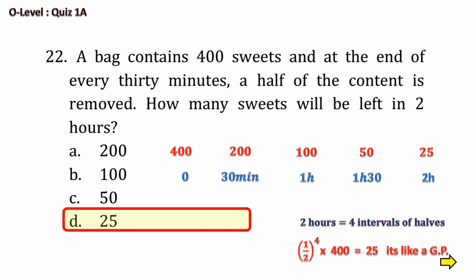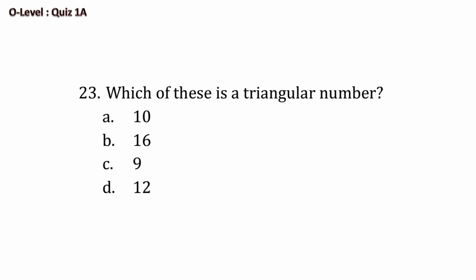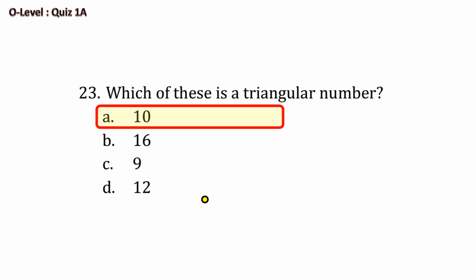Question 23, which of these is a triangular number? A triangular number is a number whose pattern can be represented using dots that form a triangle. For example, let's take 10. You have 1, 2, 3, and 4. That gives us 10. It can be represented using a triangle.